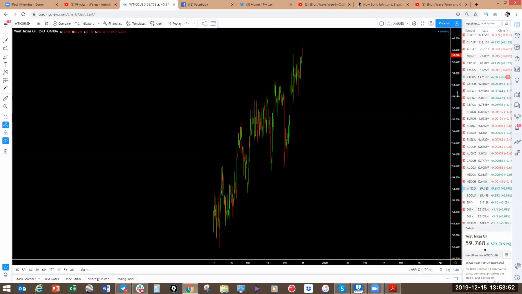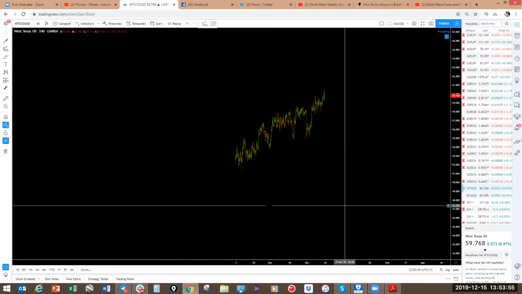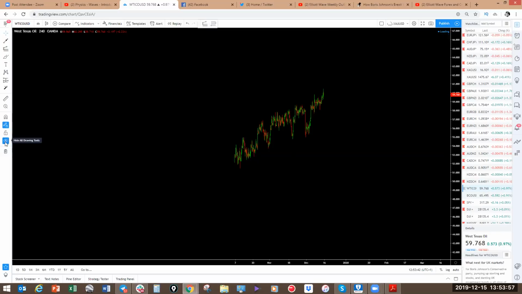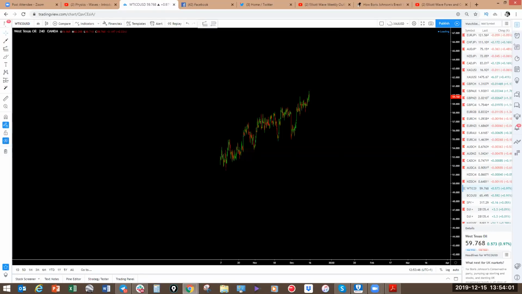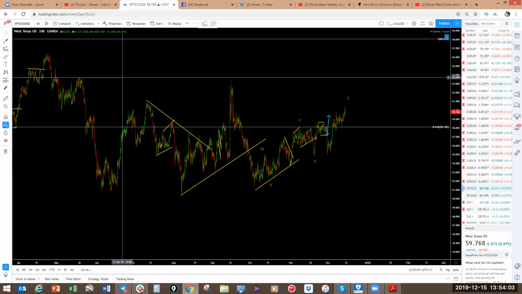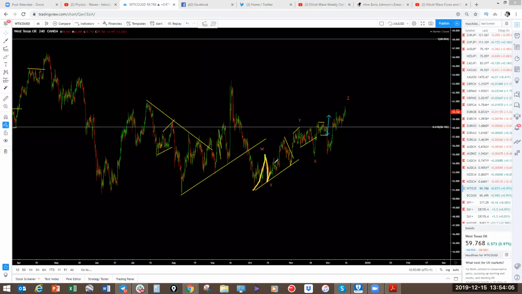Oil, we are still looking at this as a corrective structure. I've updated my labeling. I've adjusted my labeling on this one, so you can see there. It's a W, it's an X, it's a Y, it's an X, and the last move is a Y. Now, when you label something WXY, 1, 2, 3, 4, 5, you must be able to confirm that the lower degree talks to that as well.